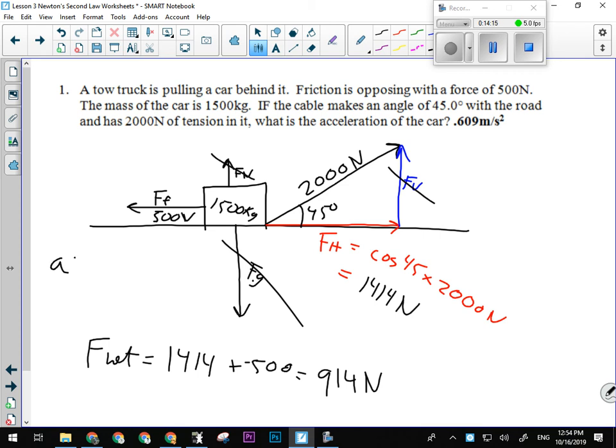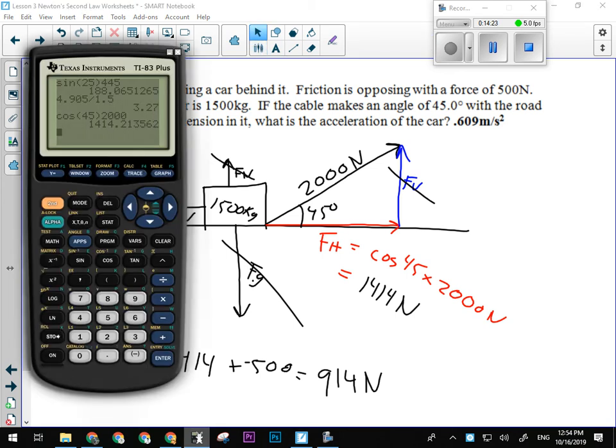Can I calculate the acceleration now? Yeah. F net divided by mass. The mass is 1,500 kilograms. So we take our net force, 1,414 minus 500, and divide that by the mass of the car. It's going to accelerate at 0.609 meters per second squared to the right or forwards, or whichever way it was defined. All right, everybody okay with that?